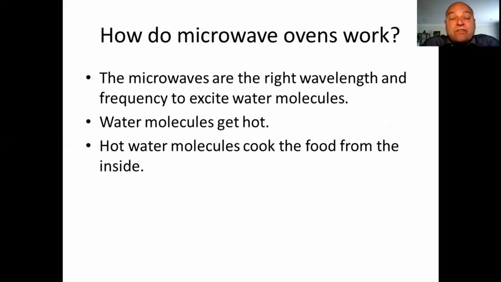So how do microwave ovens actually work? Well, the microwaves that are produced by the oven are exactly the right wavelength and frequency to excite water molecules. So you can only cook things in a microwave oven if there's some kind of water content. Some food is totally dry and the microwave oven will not heat it, but it heats up the water. The water molecules get very, very hot. Now, it's not direct radiation heat like you would get in an oven. It's actually just the water molecules get excited by the wavelengths. And the water molecules get hot and the water molecules cook the food basically from the inside.